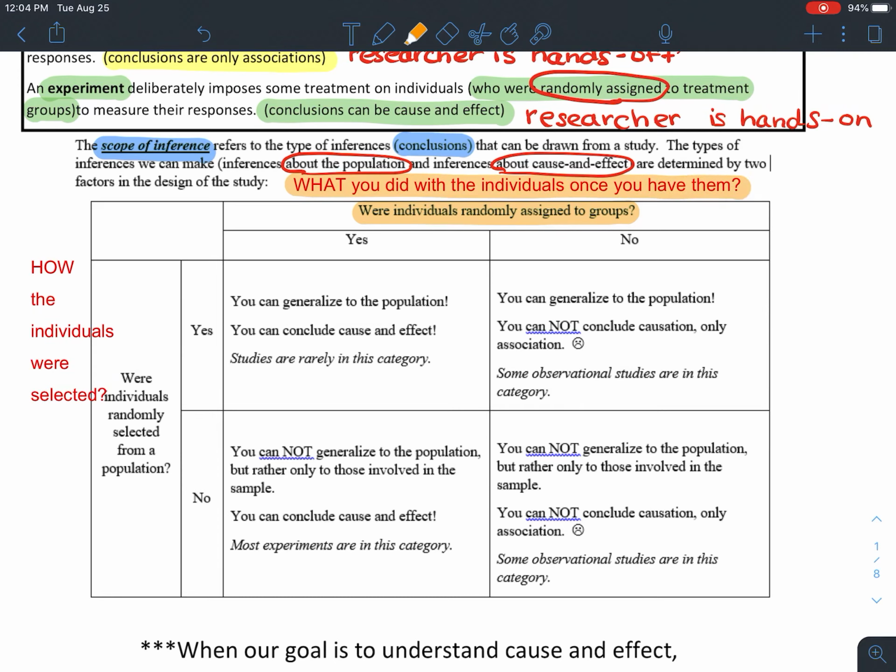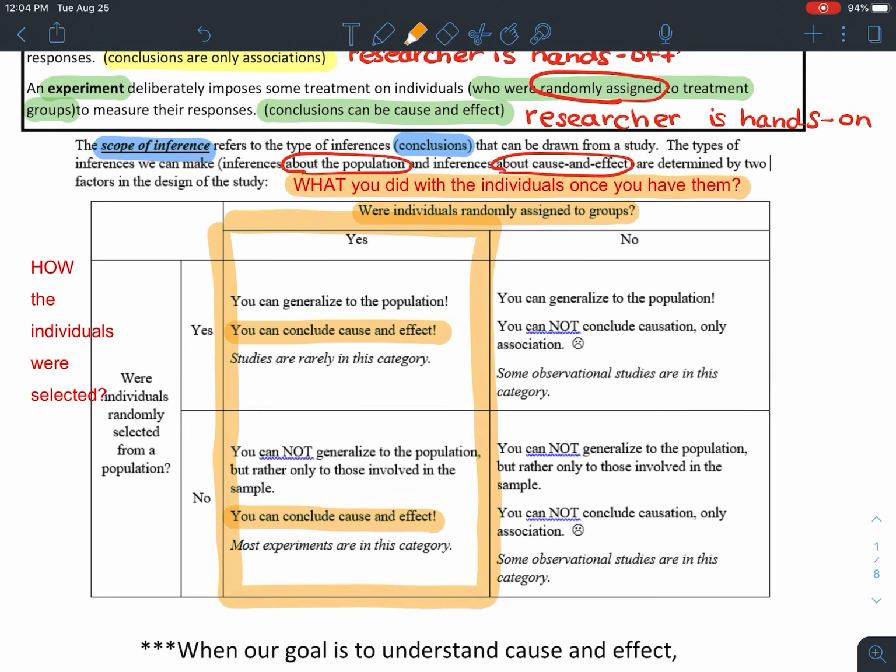Okay, or in other words, you could ask yourself, what did you do with the individuals once you have them? What were you doing with them? If you are answering yes to that question, if you're saying yes, I randomly assigned them to groups, or that the treatments were randomly assigned to the groups, that means that you can conclude that in the end, whatever the variables are that you're looking at, one variable is causing the other variable to happen.